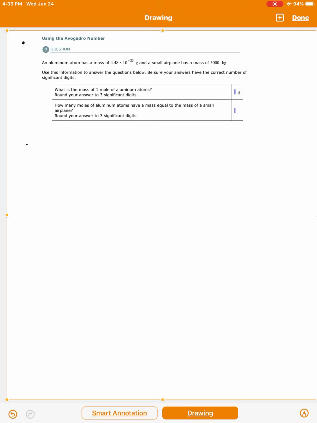What is the mass of 1 mole of aluminum atoms? Round your answer to 3 sig figs. How many moles of aluminum atoms have a mass equal to the mass of a small airplane? Again, round your answer to 3 significant digits. Okay, well, this one's pretty straightforward. They want to know the mass of 1 mole.